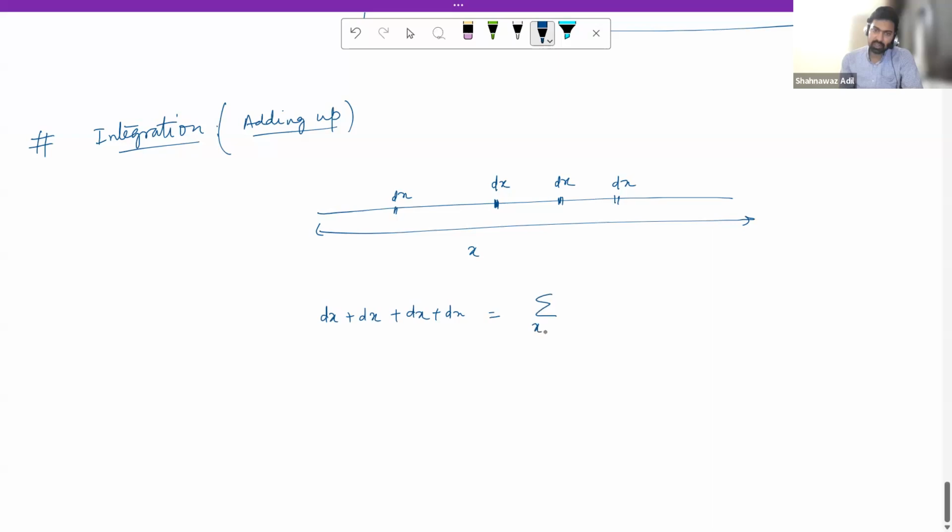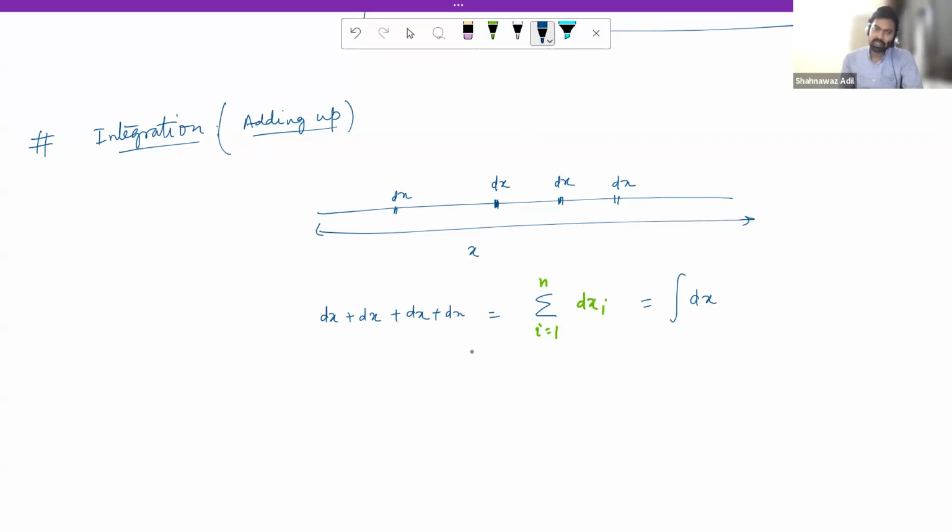Let's say i equals 1 to n and then dx i, right? Or I can write it in a continuous form, and this is what we call integration. So if n becomes infinity, then this becomes the integration of dx.